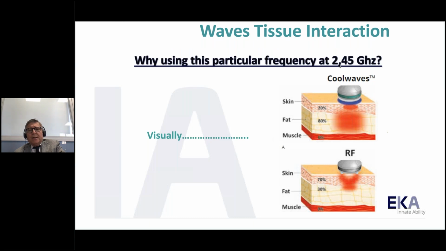This is one of the examples, Coolwaves compared with the traditional radio frequency. The traditional is capable of exploiting this action only in the very superficial layers of the skin with a good tightening, but not capable, unless we reach so high energy as to burn the skin. We are not capable of heating the fat in depth. We can do this with the Coolwaves.